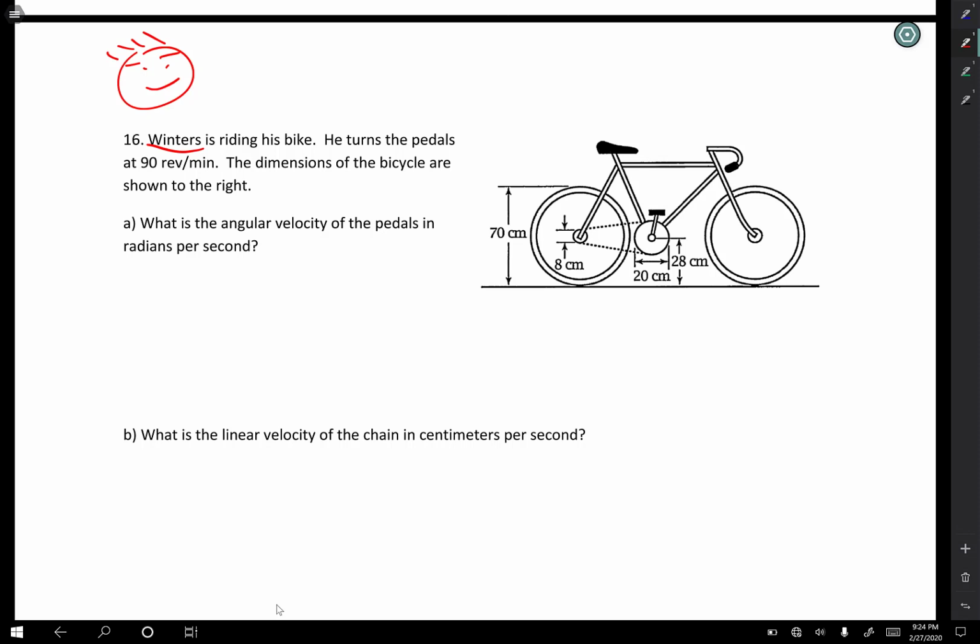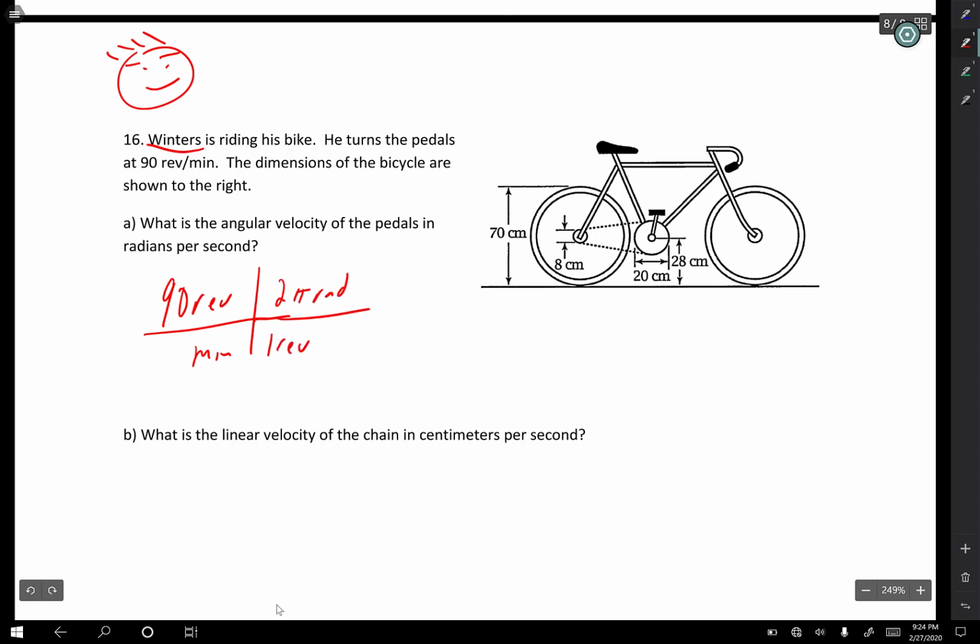Okay. All right, Mr. Winners is riding his bike. He turns the pedals at 90 revolutions per minute. The dimensions of the bicycle are shown to the right. What is the angular velocity of the pedals in radians per second? Okay, so I want the angular velocity of the pedals in radians per second. I already know how fast you're spinning them. So 90 revs per minute. And in one revolution, you cover 2 pi radians.